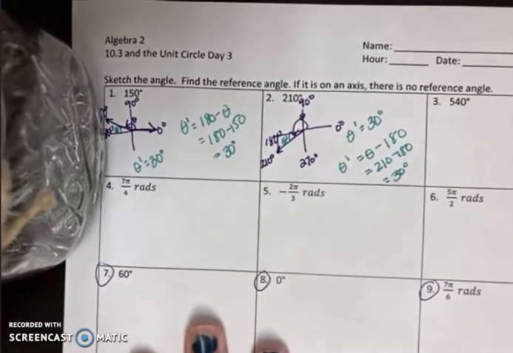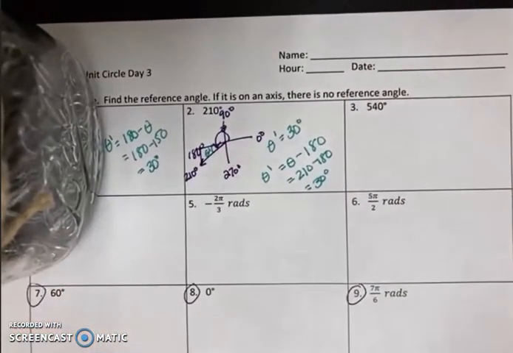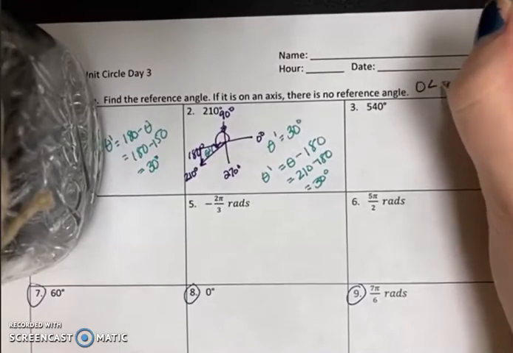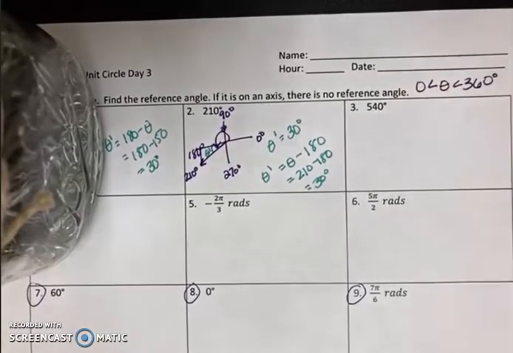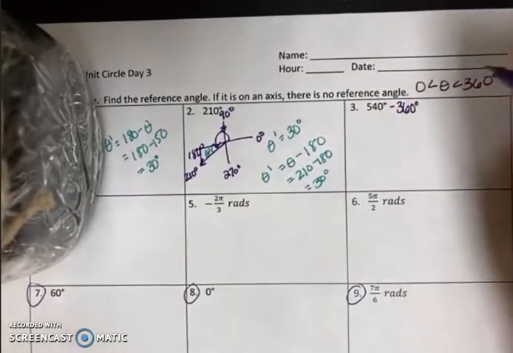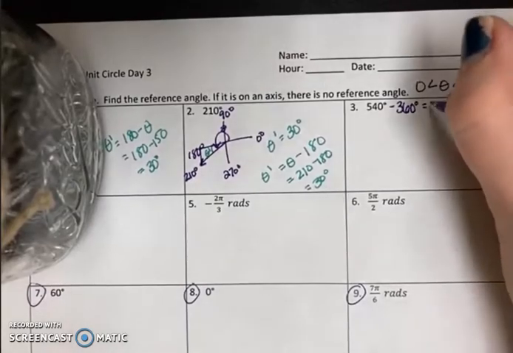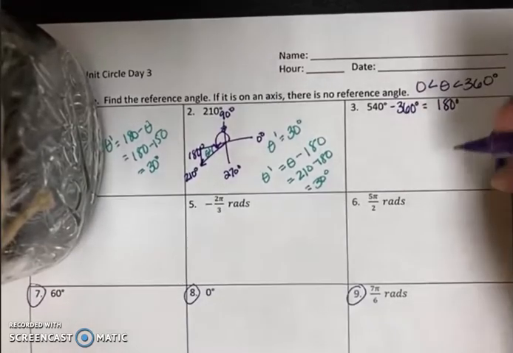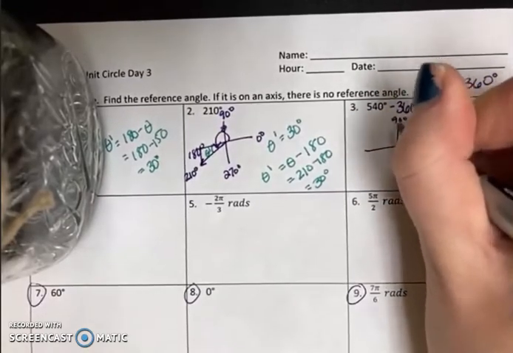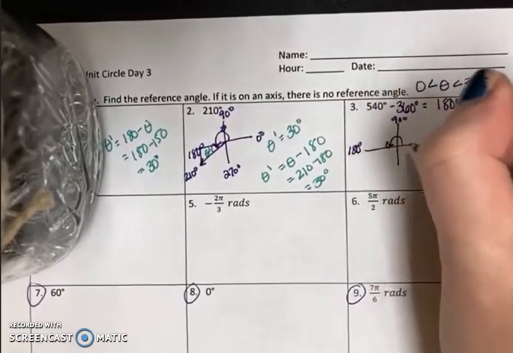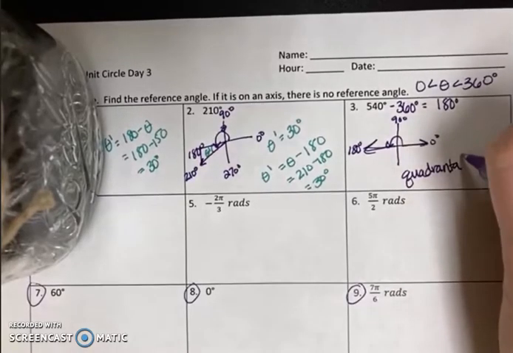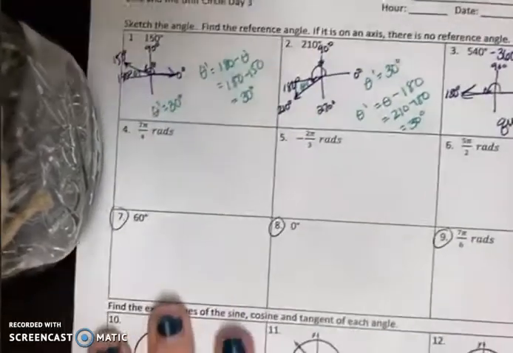Number 3 is 540. We could draw the angle with multiple rotations, no big deal. But when we're doing reference angles, we really would like theta to be between 0 and 360. So I'm going to find a positive coterminal angle by subtracting 360 until I get to that range. If I subtract 360, that gives me 180, which is between 0 and 360. 0, 90, 180. It looks like I have a quadrantal angle. So that's all I'm going to put.